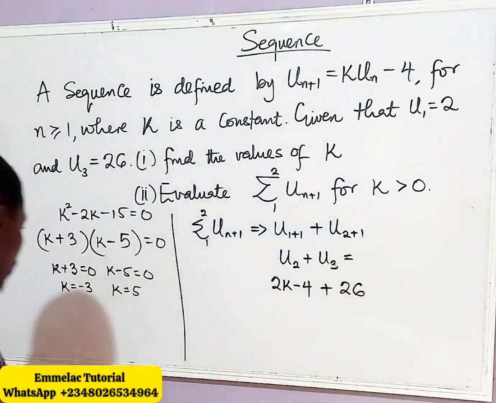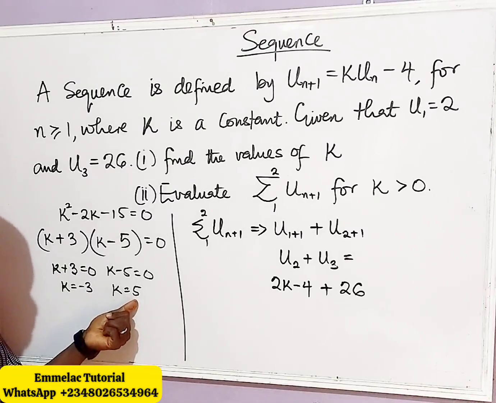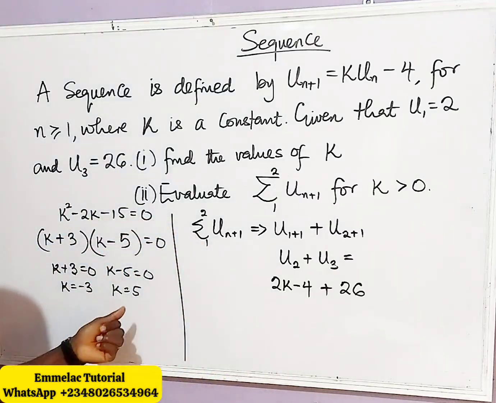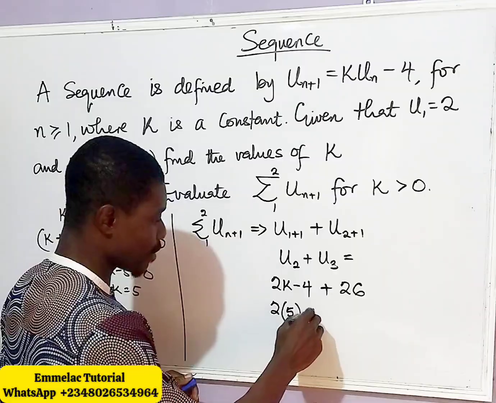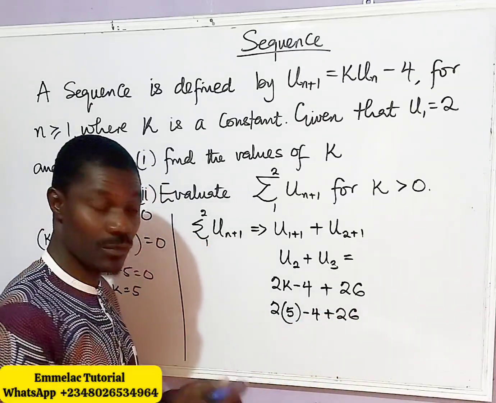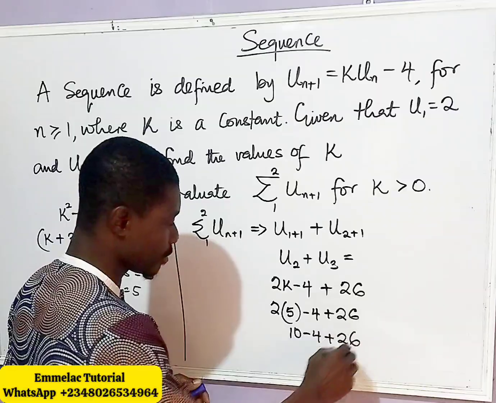0. Now let's come back here. We're going to see that for k greater than 0, k is what? 5. Alright, so it means that wherever we see k here, we replace it with what? 5. Okay, so here we have that 2 times 5 minus 4 plus 26. Now dealing with this here, 2 times 5 will give us 10. Then minus 4 plus 26.